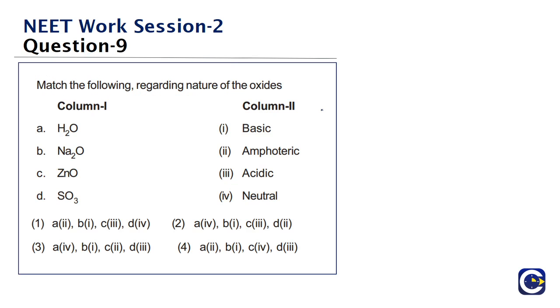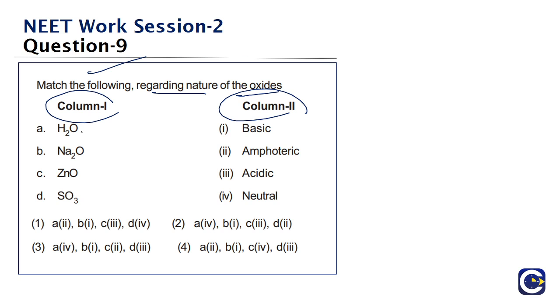Next we have a question based on the nature of the oxides. Match the following regarding the nature of the oxides. So column 1 we have to match to column 2. So nowadays if you look at the recent year NEET papers, they are preferring to give a lot of these match type questions. Why? Because here they can club. It is not like one question, it is like 2 or 3 clubbed into one.